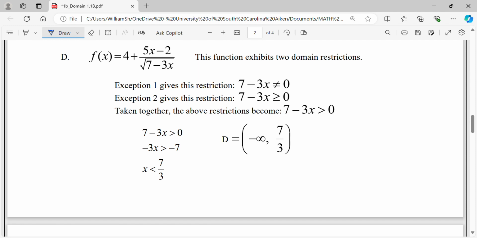Now, if we combine those restrictions and take the most restrictive parts of both, we see that this not equal to is going to cancel out this equal to, so 7 minus 3x has to be strictly greater than 0. Then I just have to solve that inequality for x, and I see that x has to be less than 7/3. So our domain is negative infinity to 7/3, with parentheses.